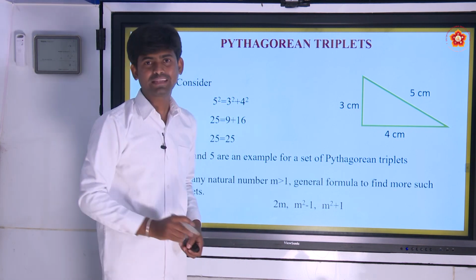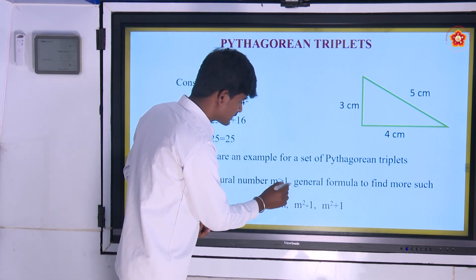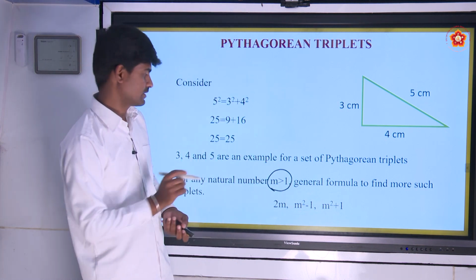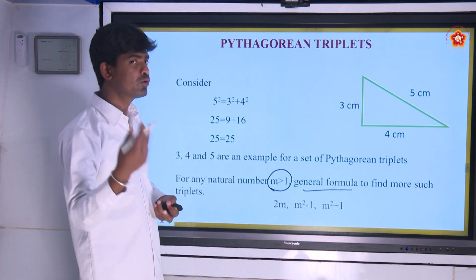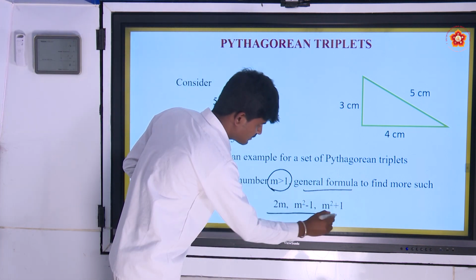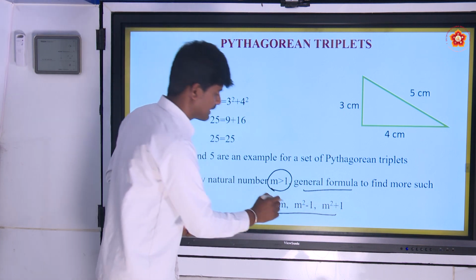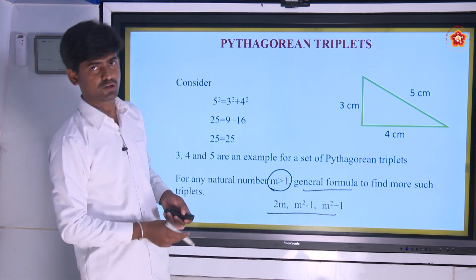Yes, for any natural number m greater than 1, we use a general formula for finding such triplets. The general formula is 2m, m square minus 1, m square plus 1.